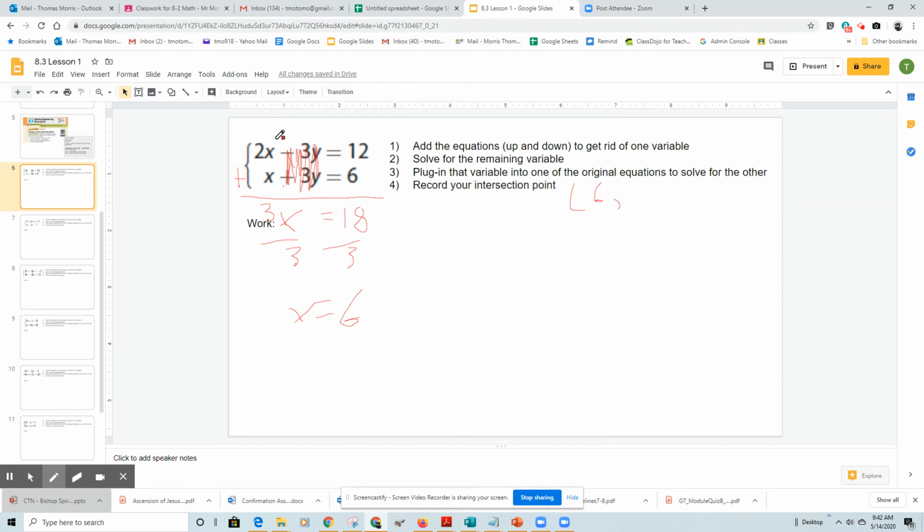Now I can go back to either one of the two equations and solve for the other variable by plugging 6 in for x. So I can start with the first one here. I'm going to put 6 in for x. So what's 2 times 6? That's 12. Minus 3y equals 12.